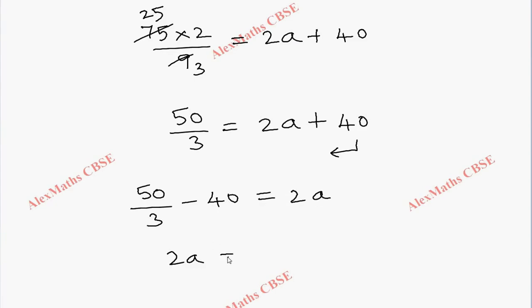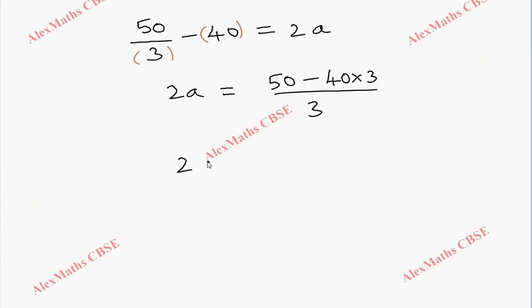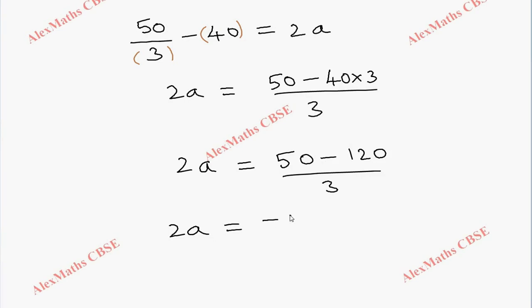So 2A equal to, when we take LCM, it is 3. So 50 minus, when we take LCM, we multiply this minus 40 with 3. So let's write here 40 into 3, which is 120 with minus sign. So 2A equal to 70 minus 120 divided by 3. So 2A equal to minus 70 by 3.